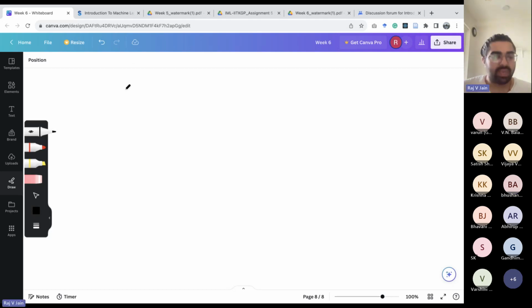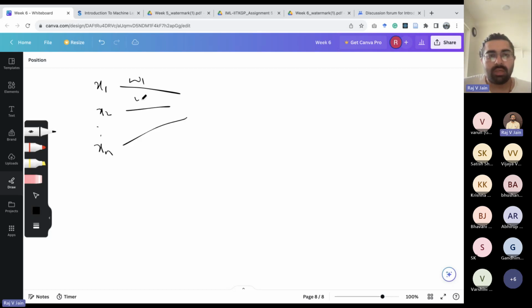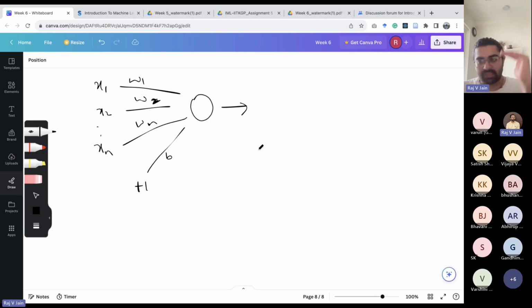No, not an input variable. So let's say you have x1, x2, and so on up to xn, and as you said, w1, w2, up to wn. Now let's say you have +1, and this is the bias term. The idea is that there is something common for the output, something which shifts in its scale.